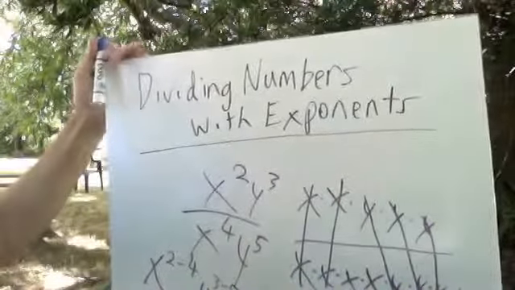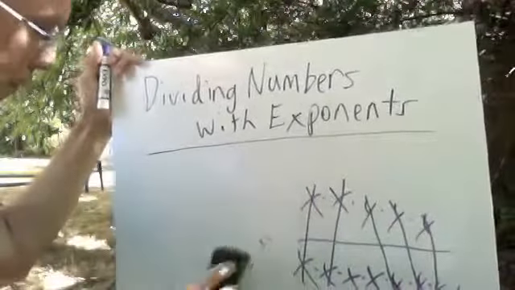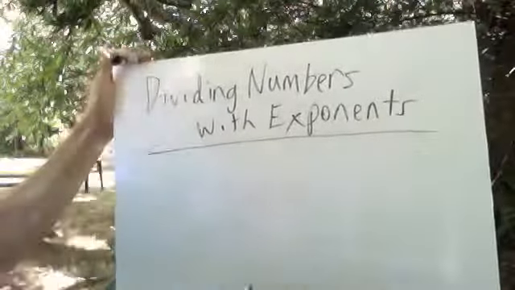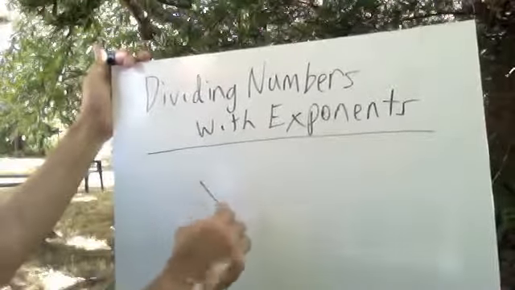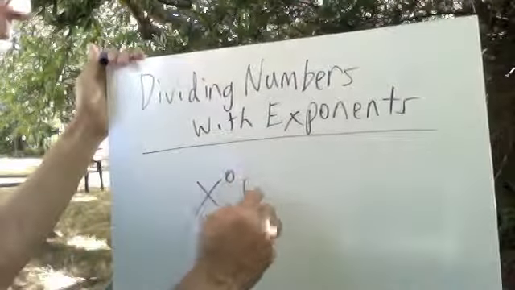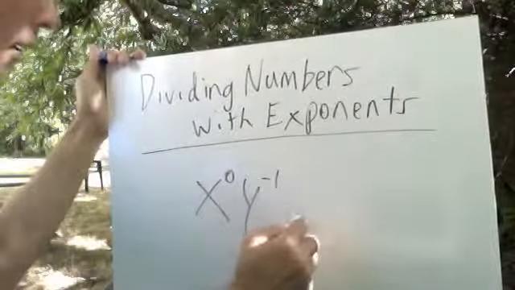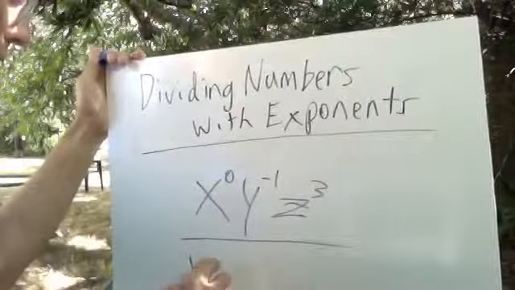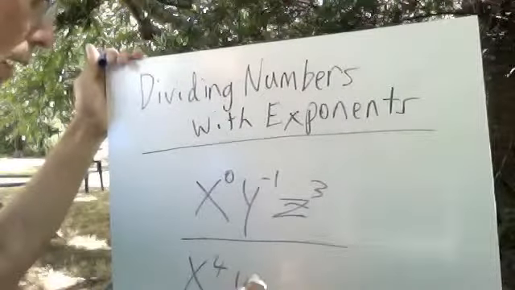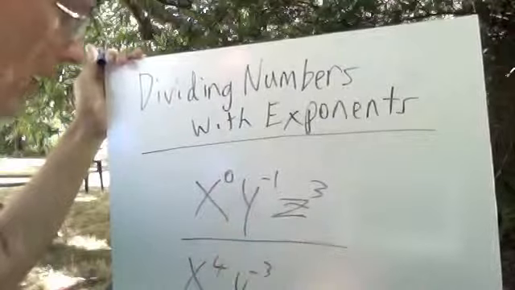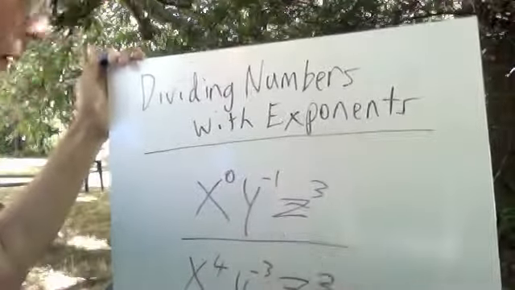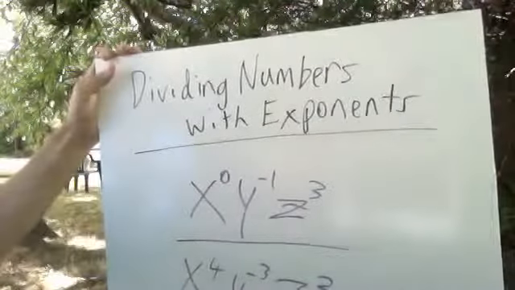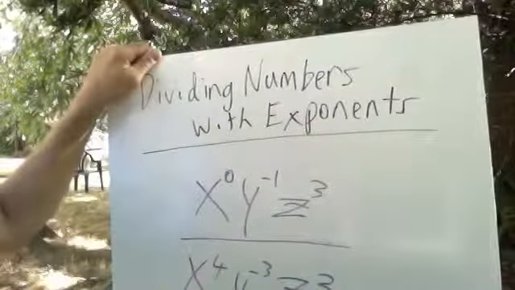So let's try one that has all these things mixed together. I know I've introduced a number of concepts. Let's try kind of a bigger one with a number of these things together. X to the 0, y to the negative 1, z cubed over x to the 4th, y to the negative 3, and z squared. Stop the tape. See if you can do it. Okay, could you handle it?